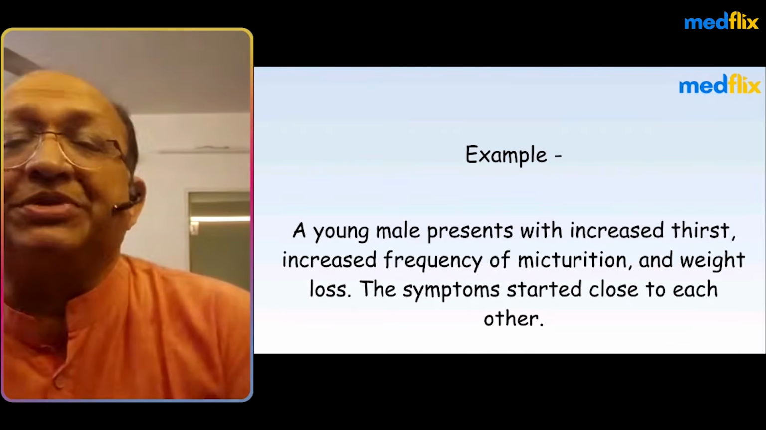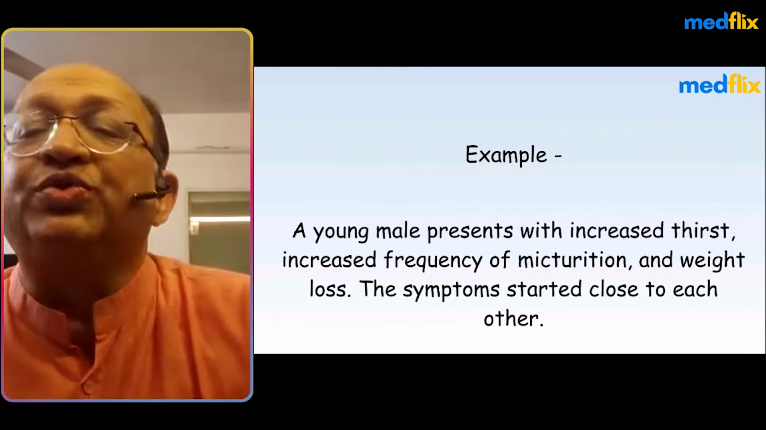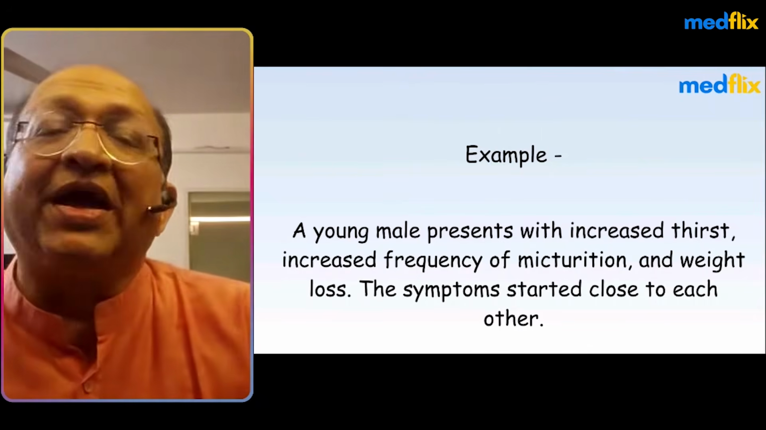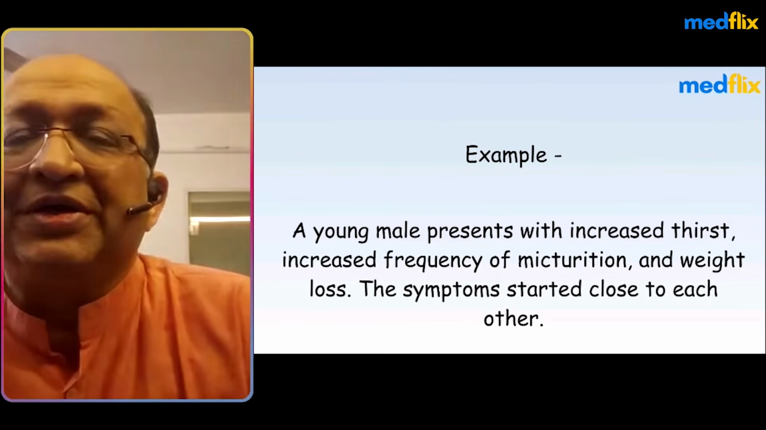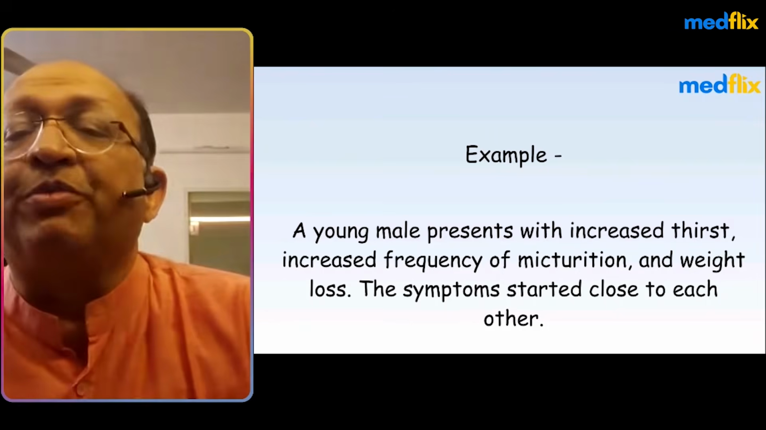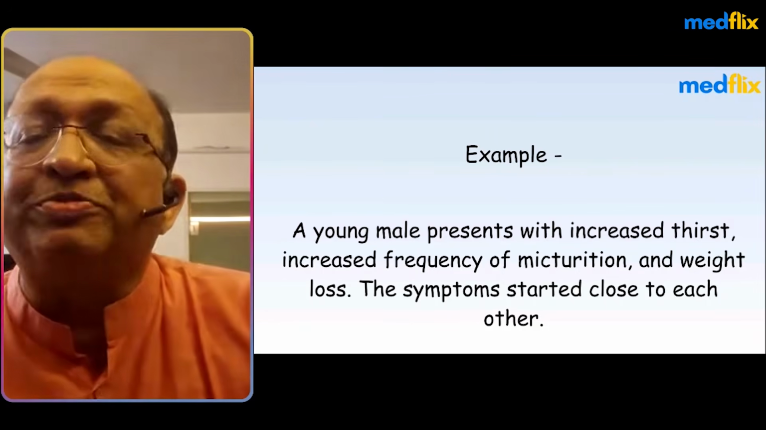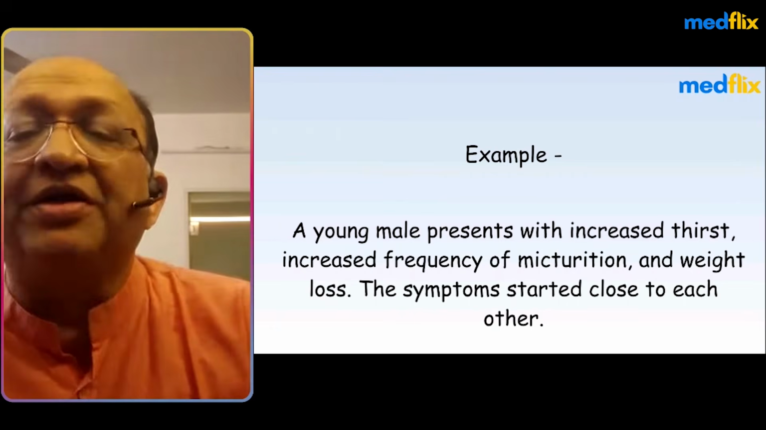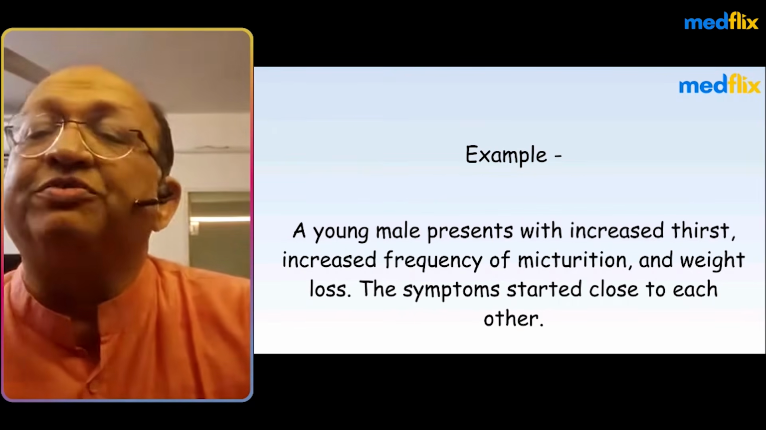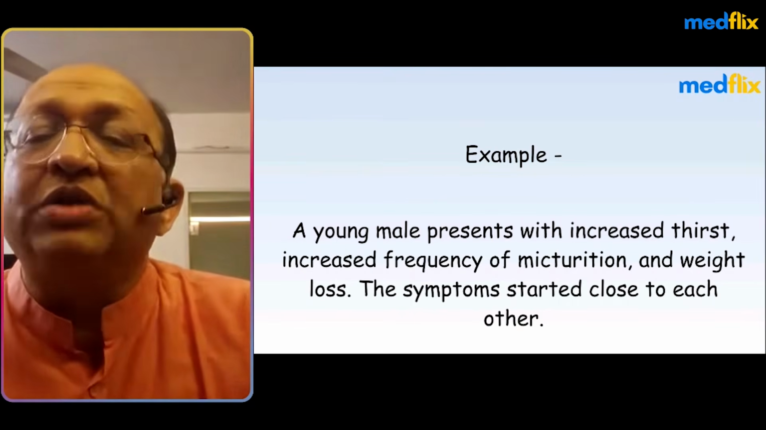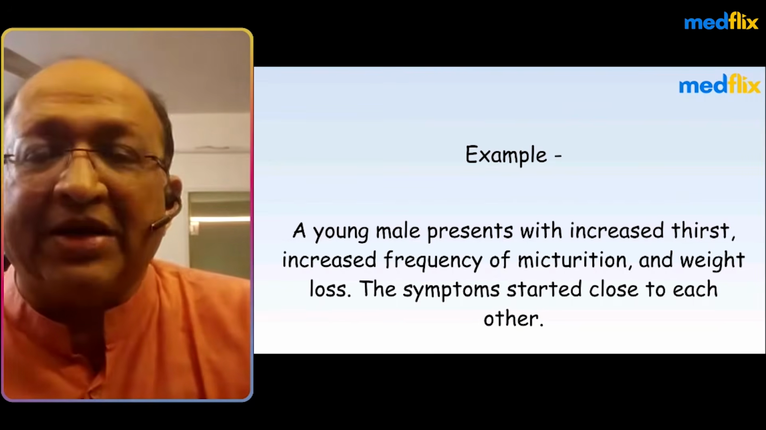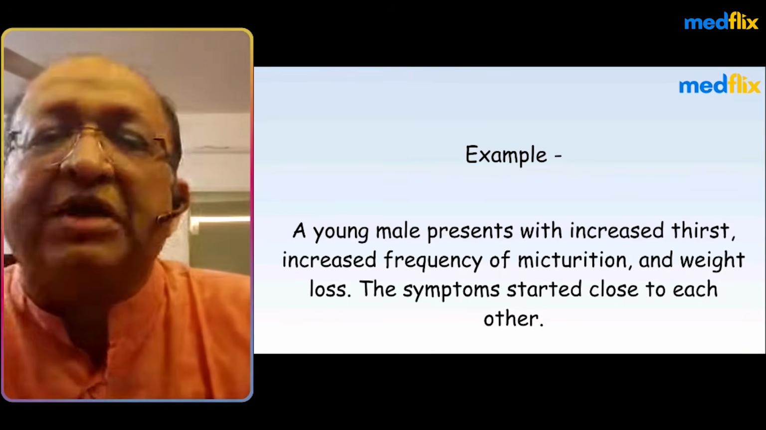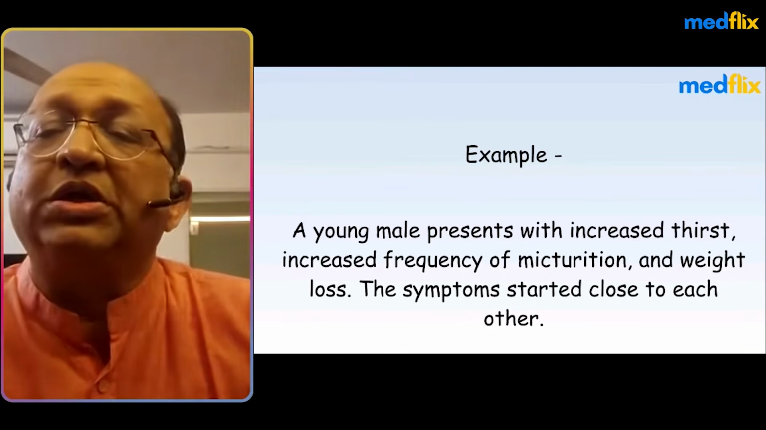Now, let us take examples. A young male presents with increased thirst, increased urinary frequency, and weight loss. What do you think of? Suppose the symptoms all started 2 months back and they all started close to each other. Greater thirst, greater frequency of micturition, and weight loss. You will all think of diabetes mellitus, right? Probably, all the three symptoms can be explained by one cause.